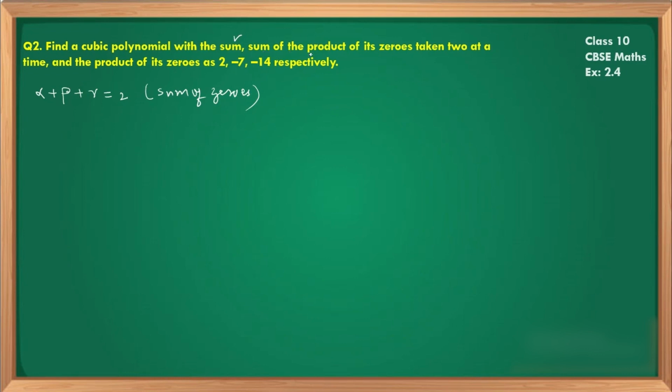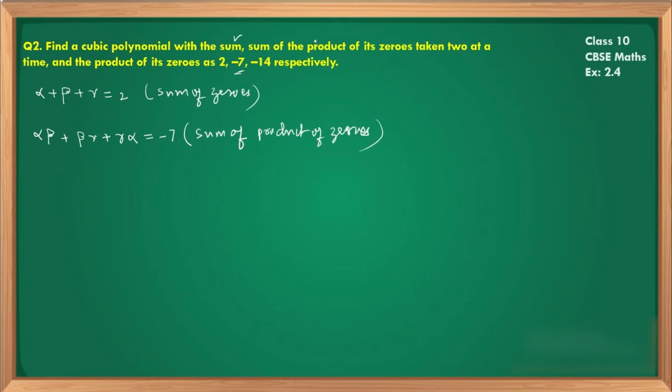Now sum of product of its zeros taken 2 at a time. That is alpha beta plus beta gamma plus gamma alpha is equal to minus 7. This is sum of product of zeros.